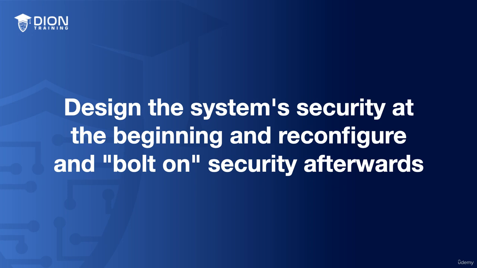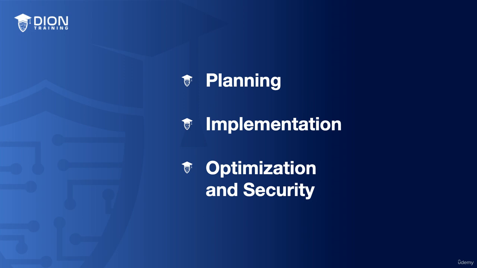With that being said, even if you build a secure system, you still need to continuously monitor it and ensure that it continues to remain secure. So remember, there are 3 phases that will occur during a cloud migration: planning, implementation, and optimization and security. Each of these steps is critical to the success of the migration and involves a number of different steps that your organization needs to complete.